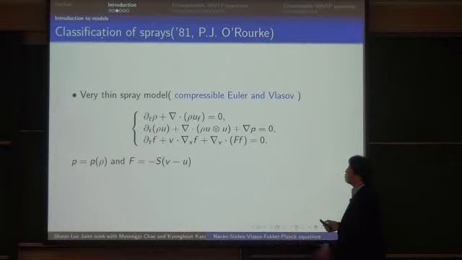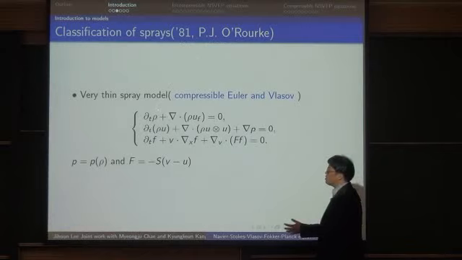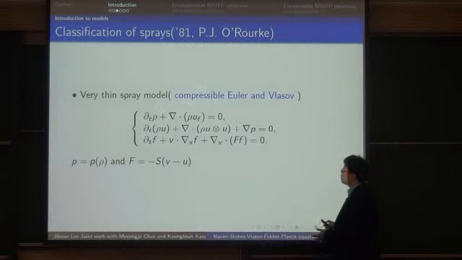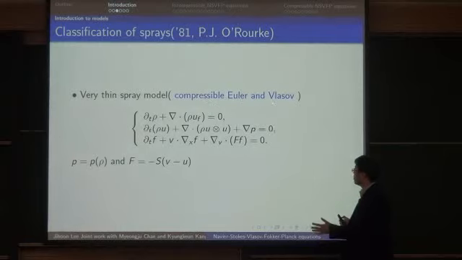There are also many situations. I would like to talk about the classification of sprays. This was done by O'Rourke in 1981, and in his thesis, he classified the equations. As the fluid equation, he considered compressible Euler equations, and for the kinetic equations describing the particles, he chose the Vlasov equations.